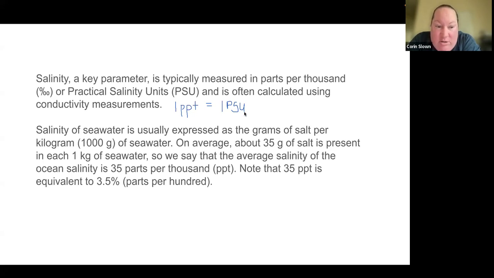Well, we have grams of salt per kilogram of seawater. So if we were actually setting that up, it would be 35 grams of salt. And you might be wondering, well, what salt? We're going to talk about that in just a moment. Per 1,000 grams, or 1 kilogram, of seawater.